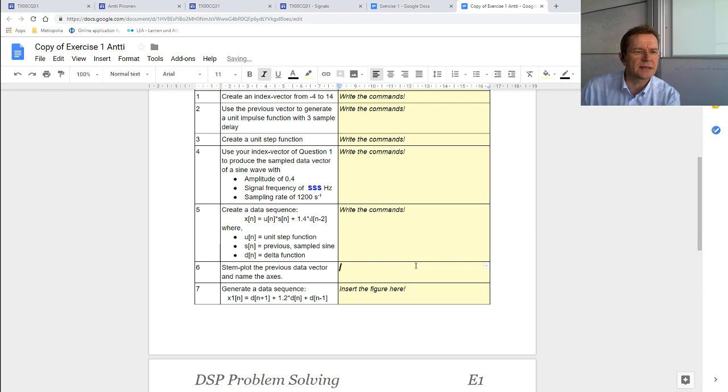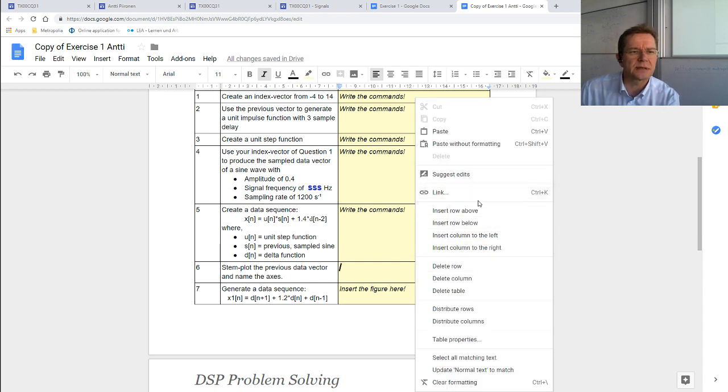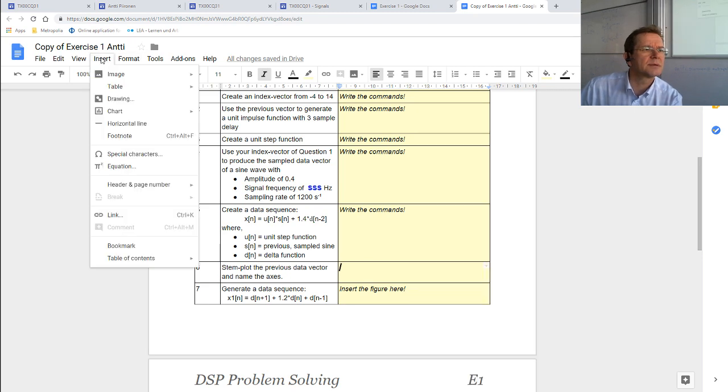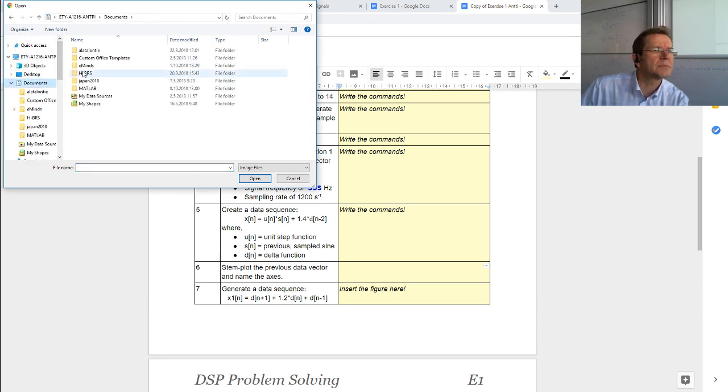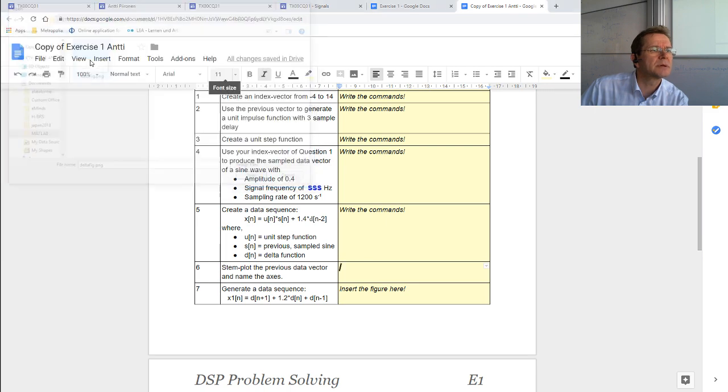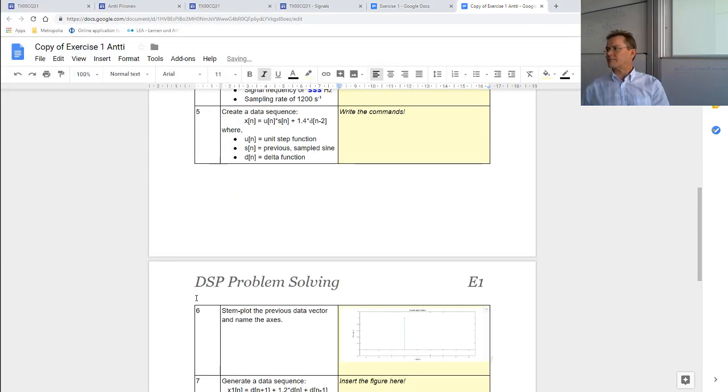Okay, in that case, we can actually just insert image, upload from computer, Documents, MATLAB, Delta Fig. Okay, there we go. That's how you include a figure to Google Docs. Okay, it looks ugly. You should do better.